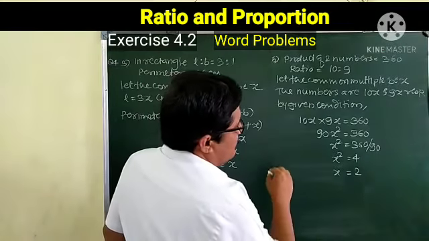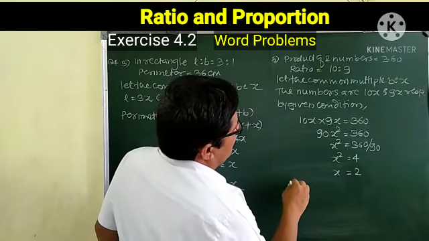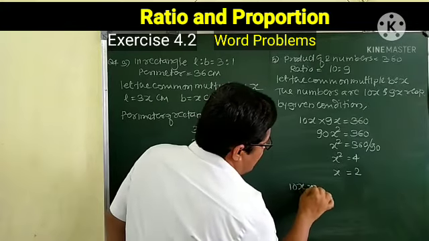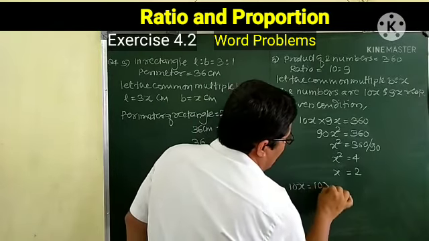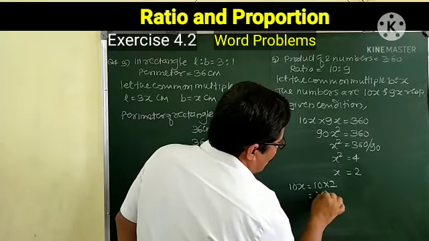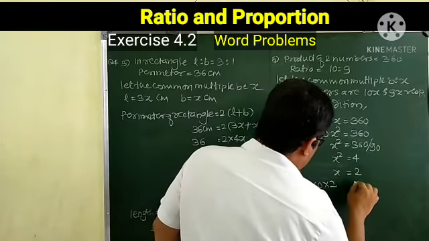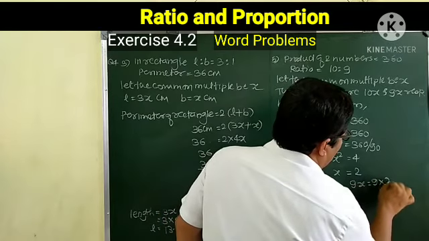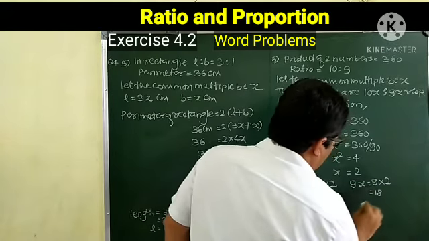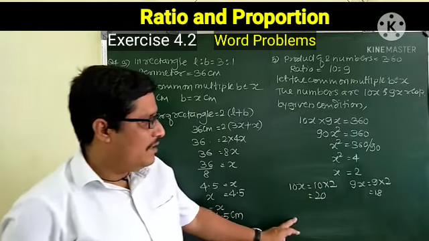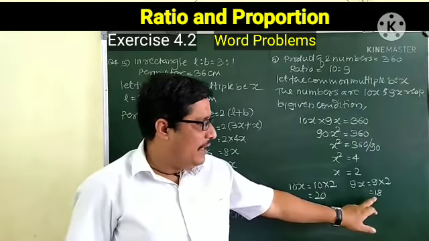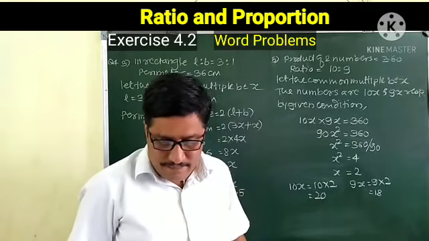So the numbers will be: first number 10x, that is 10 multiplied by 2, 20, and second number 9x, 9 multiplied by 2, 18. Lastly we can write in words, the given numbers are 20 and 18.